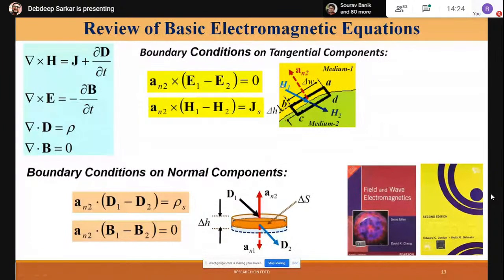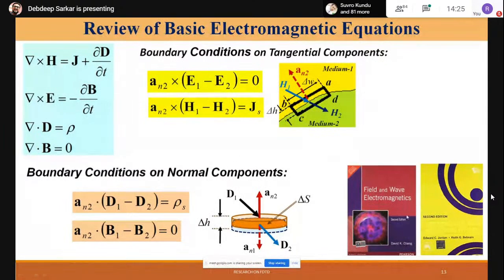So there are these boundary conditions on the tangential components, and I have just written it in a compact mathematical form. But in terms of language, we already know that the tangential component of the electric field is continuous, and the tangential component of the magnetic field is discontinuous by the amount of the surface current. And similarly, we have the boundary conditions on the normal components also. We know how to take a pillbox or a loop and derive these boundary conditions.